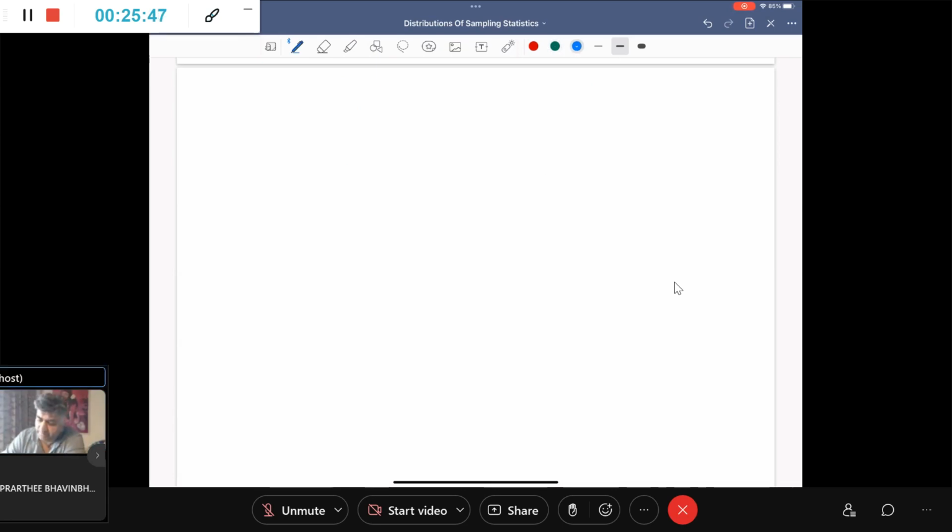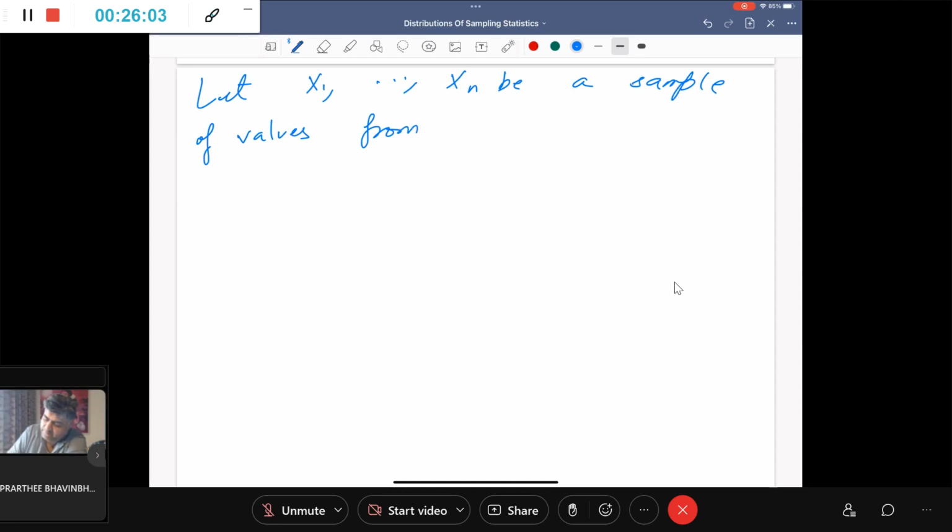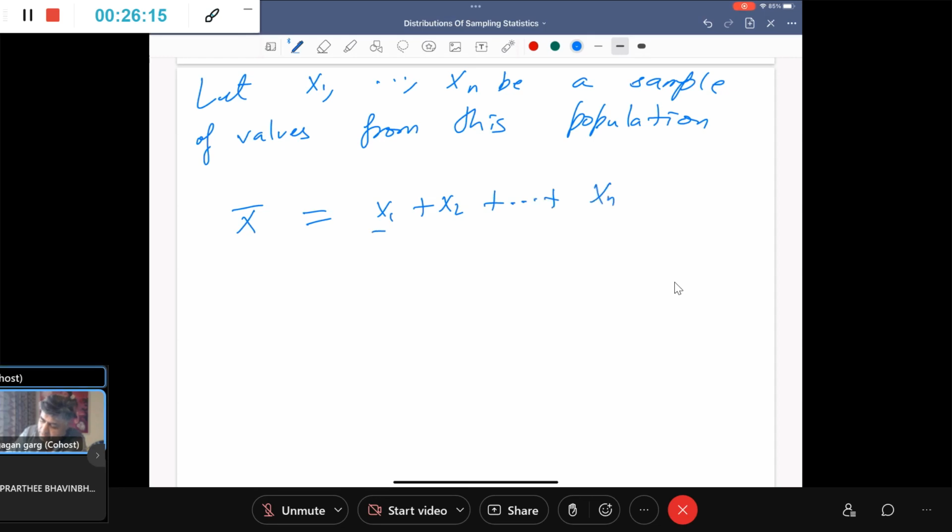So what does population mean, or what does sample mean? Let x1 to xn be a sample of values from this population. Then x bar is defined as x1 plus x2 plus ... plus xn divided by n.